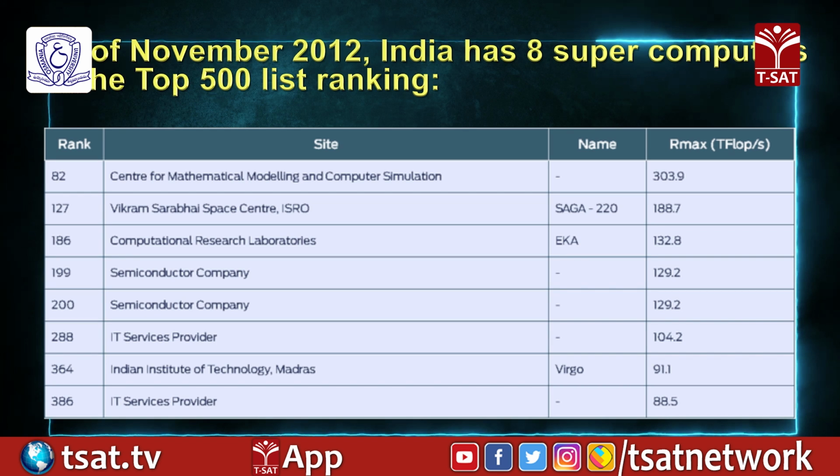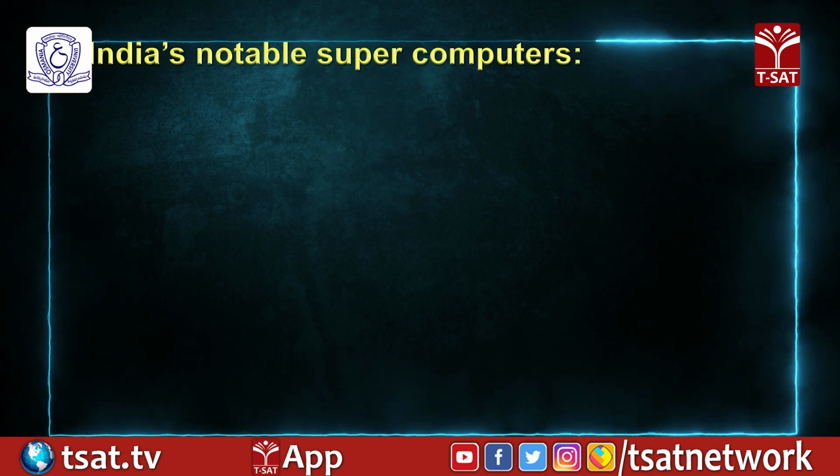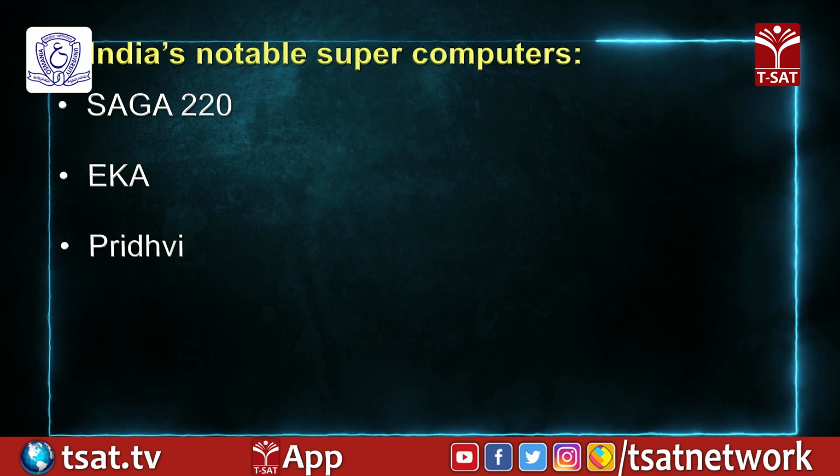So far as India is concerned, as of November 2012, India has 8 supercomputers in the top 500 list ranking. You can refer to this particular table, and I will also name a few of the notable supercomputers in India. These are Saga 220, and Param, as I mentioned earlier also.